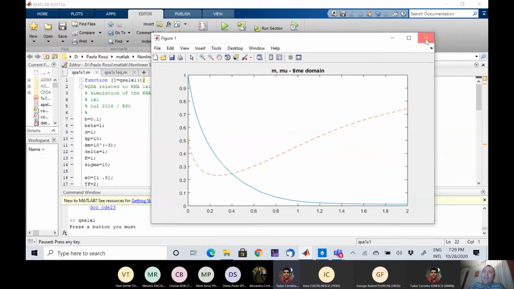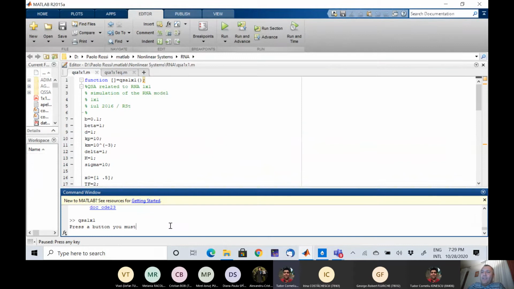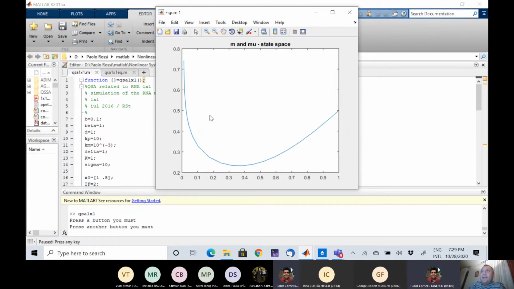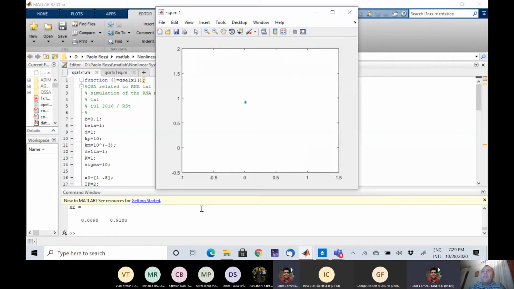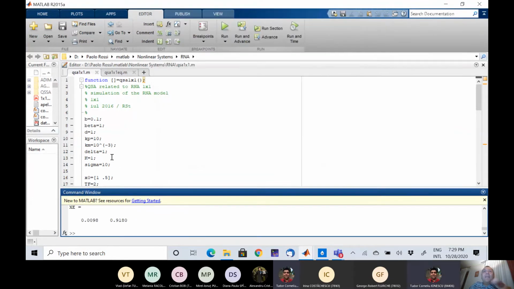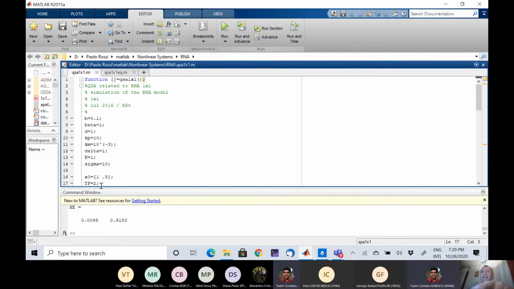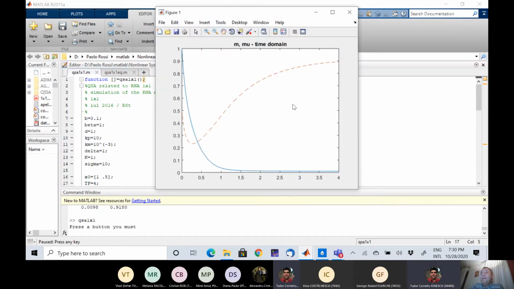I will close it. This is the other picture, but we will look at it later, right? No, but it's obvious that we need a larger time horizon. I would put here now 4 instead of 2, right? So I have enlarged the simulation horizon, okay?